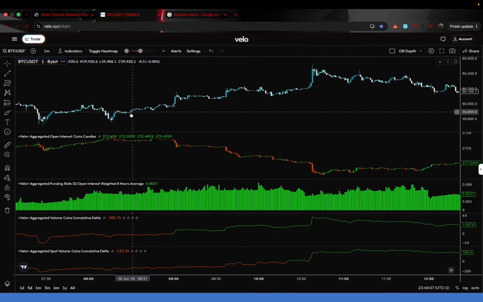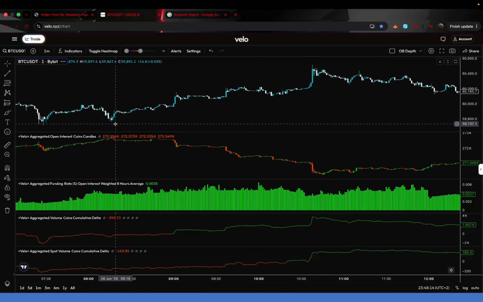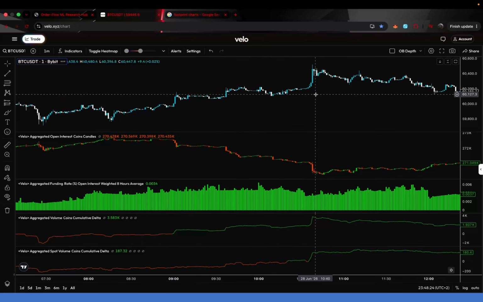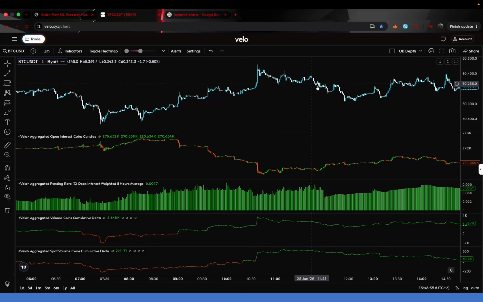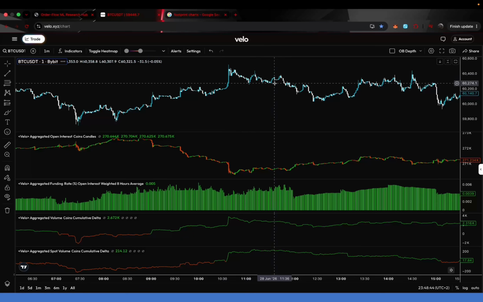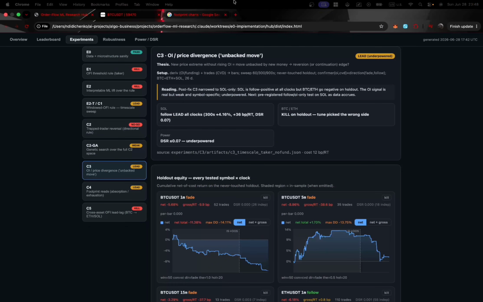That means the market has no interest. Literally, that's what open interest means. Market has no interest in price being at higher levels. That means it's less likely to back it up. And what's the result? It mean reverts. It could also stall or chop. Result is the same, no continuation. So that's the idea behind this C3 experiment.